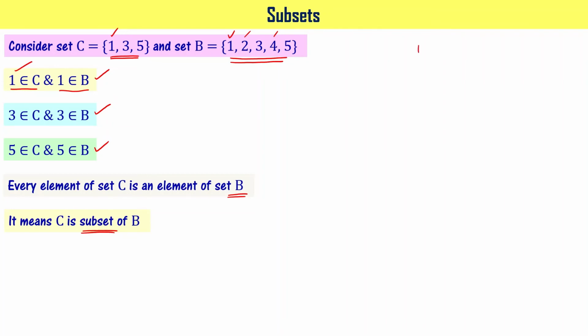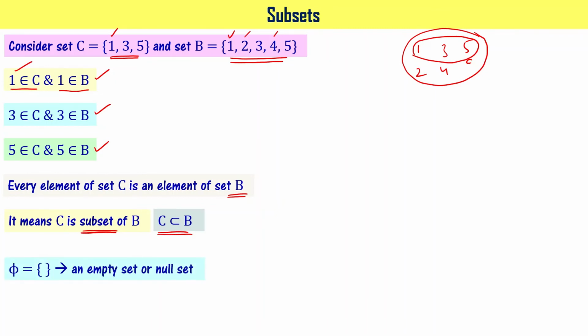Suppose you have 1, 2, 3, 4 and 5. Okay, this is your set B. What I can do is put 1, 3, 5 together and write it as set C. So when you look at this, C is part of B, right? That's why you can say that C is a subset of B. And mathematically it is written as shown here. C is a subset of B. And please note this, the empty set or null set is what we learned already, right?